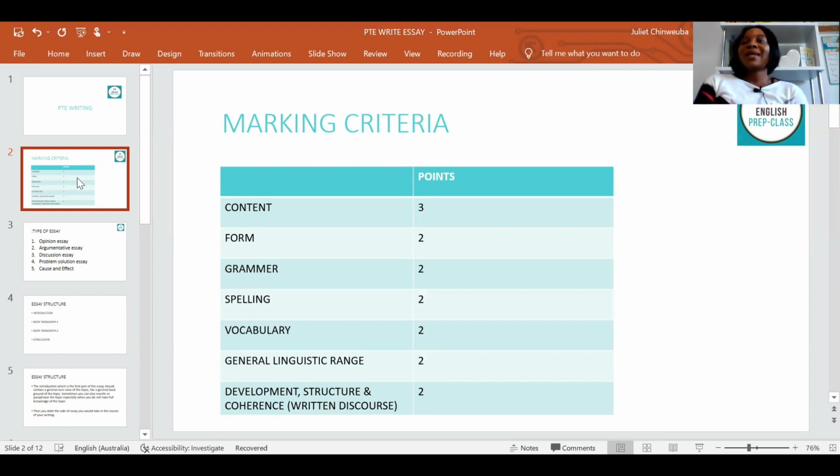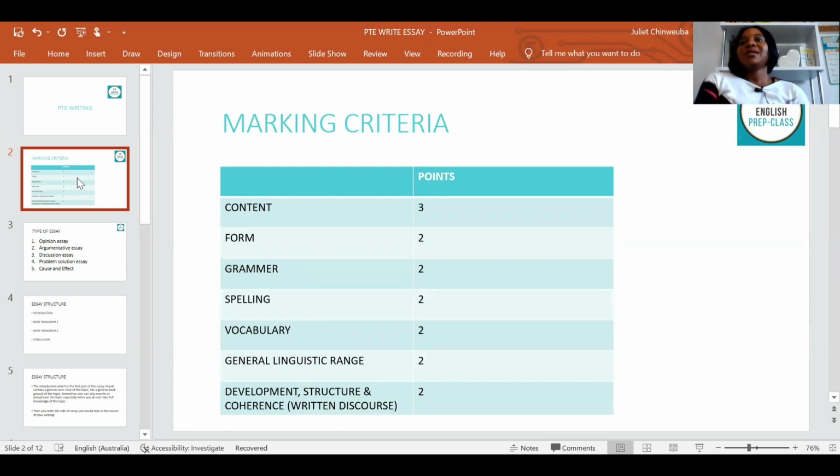Then we'll also talk about spelling. Are your words spelled correctly? Have you put E where you're supposed to put I, or I where you're supposed to put E? Spelling, you have to check all those things before you finally hit the submit button. So if your spellings are correct, you get 2 marks for spelling.